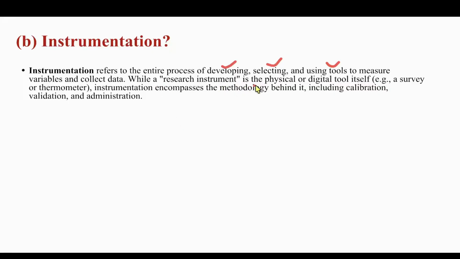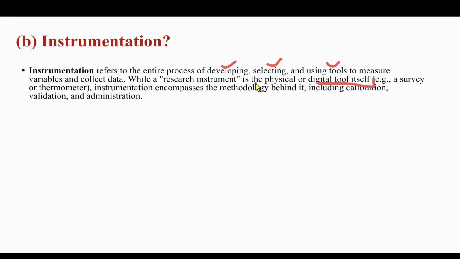While a research instrument is a physical or digital tool itself. Physical, we can take a printout and distribute, like we used to do majorly in the earlier times, like 5, 6, 7, 10 years back. But now we are using digital tools like Google Forms, like MS Forms. So various forms are available. Some other tools are also available, like Qualtrics, like SurveyMonkey. So there are various ways.